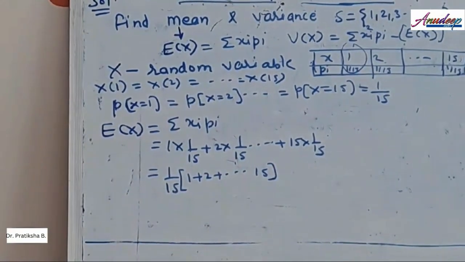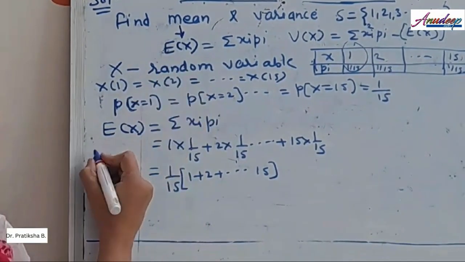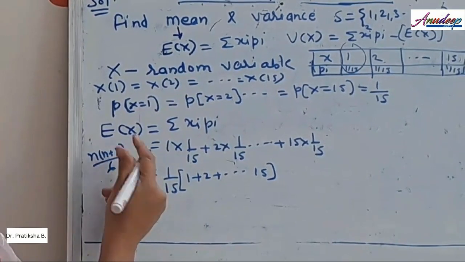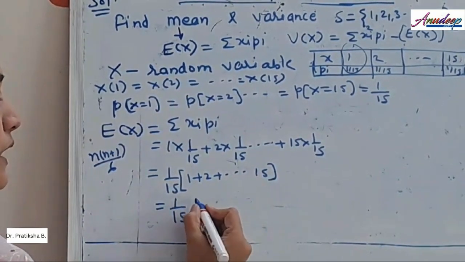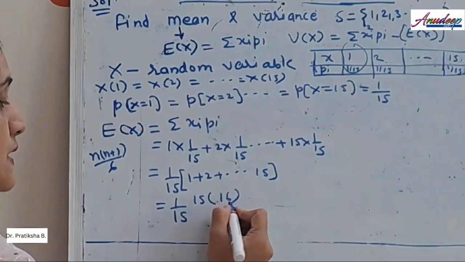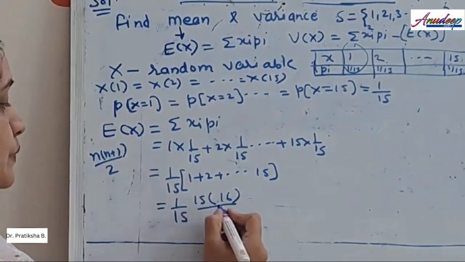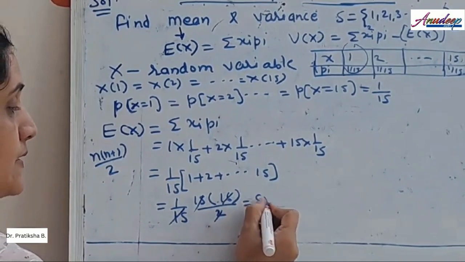So we can apply the formula for the sum of natural numbers. And what is that formula? n into n plus 1 by 2. Our n is 15 here. So I can simplify it like this: it is 15 into 15 plus 1, which is 16, upon 2. So that means 8 is the answer.